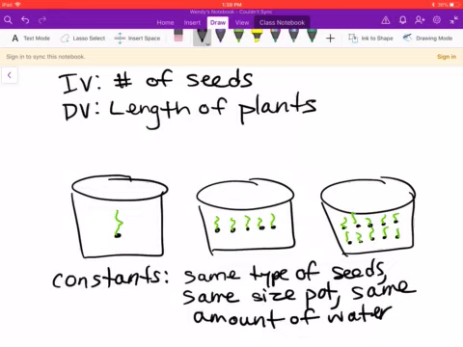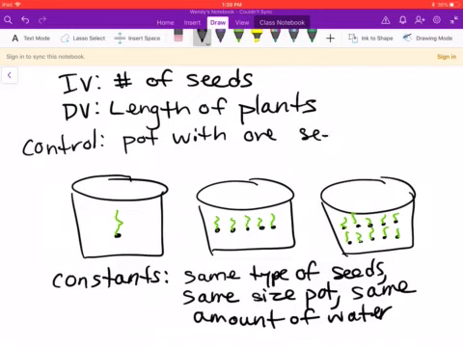in the pot. The other thing we must include is a control. The control is the one that does not get the independent variable applied, so it gives us a baseline to compare. So in this experiment, our control is the pot with 1 seed. If I know how much 1 seed would grow, then I can compare the growth of 5 seeds and 10 seeds to see if the number of seeds had an effect.